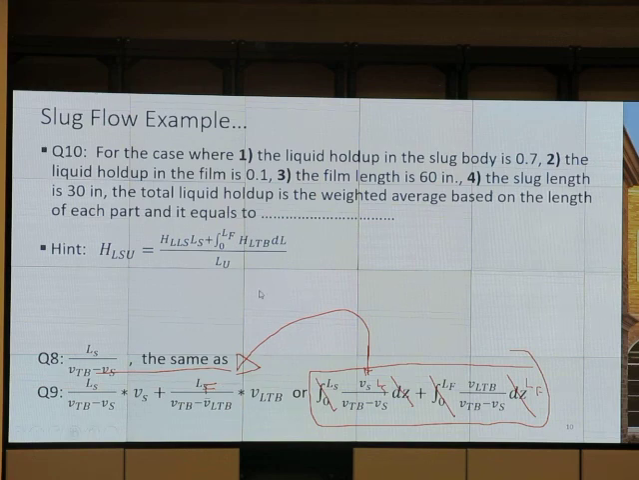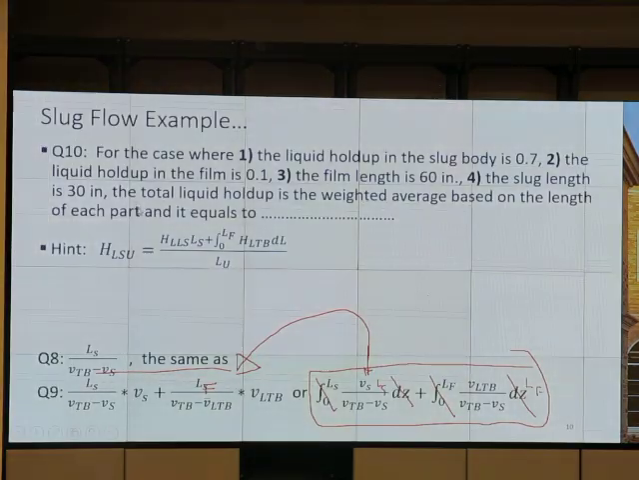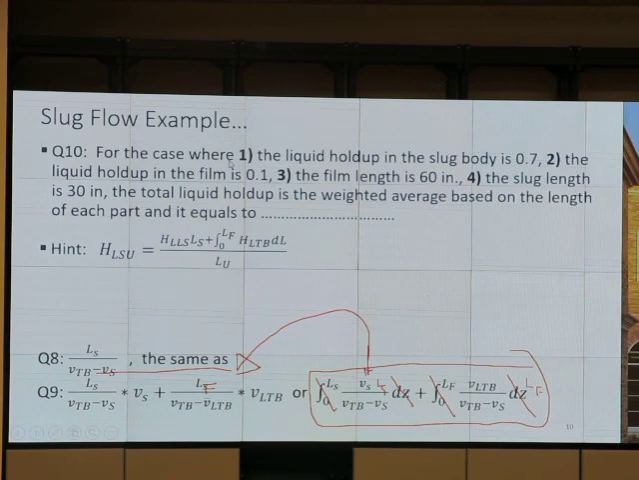Alright, question. The last part is about HLSU. For the case where, number one, the liquid hold-up in the slug body is 0.7. The liquid hold-up in the film is 0.1. The film length is 60 inches. The slug length is 30 inches. The total liquid hold-up is a weighted average based on the length of each part. And it's equal to what?